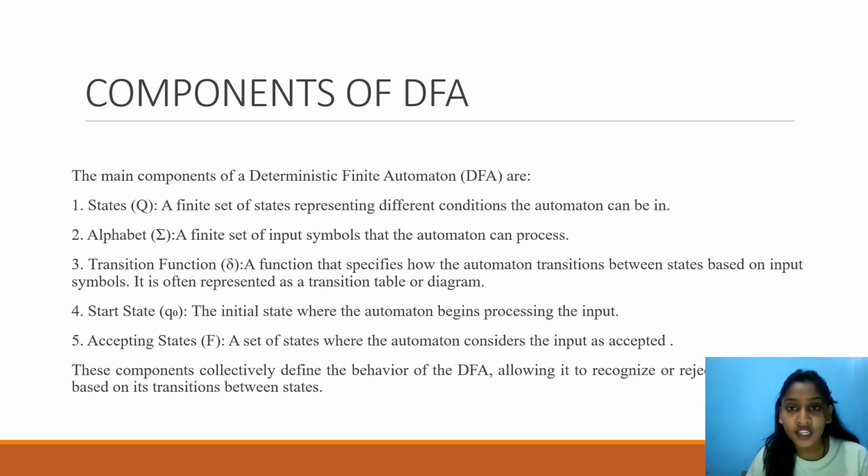Start state, the initial state where the automata begins processing the input, which is represented by Q naught. Acceptance state, a set of states where the automata considers the input as accepted, or the final state, which is represented as F.